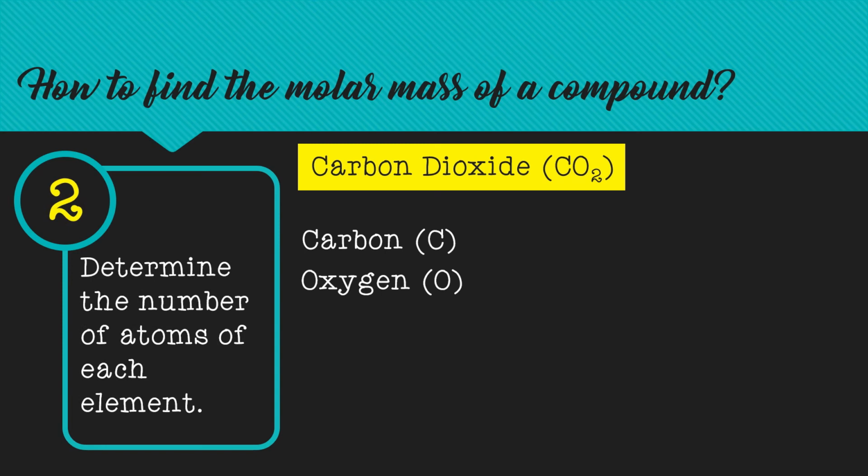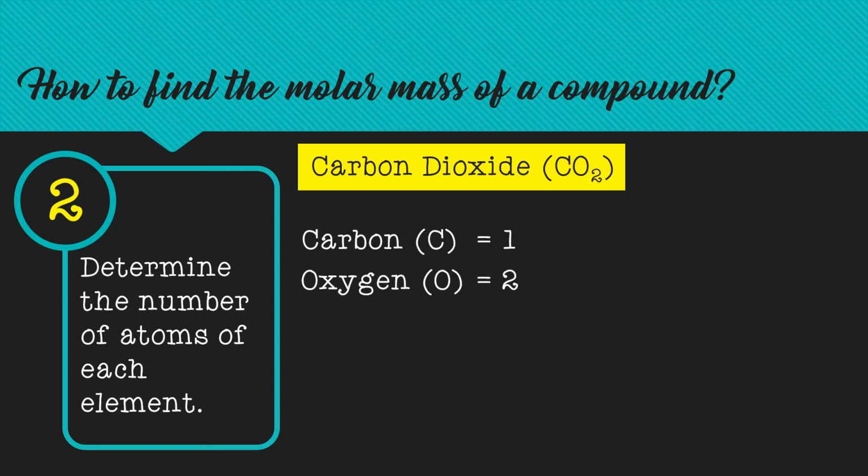Second, determine the number of atoms of each element. The number of atoms are indicated by the subscript of each element or the coefficient of the compound. For this example, the carbon has 1 atom, while oxygen has 2 atoms.